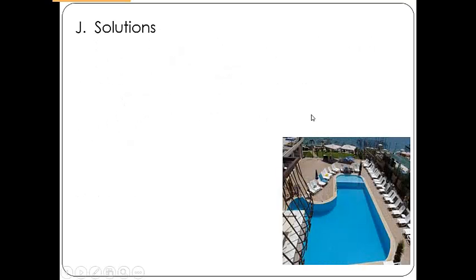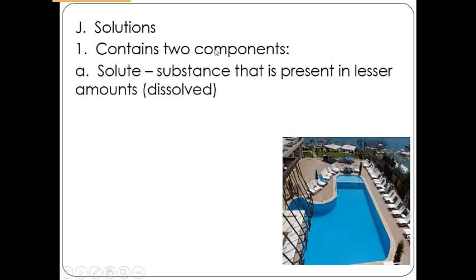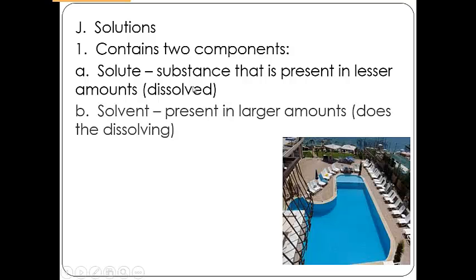There are two types of homogeneous mixtures. Solutions. Solutions are what we most commonly use in chemistry. So we need to know what the two parts to a solution would be. We have a solute. This is the substance that is present in the smaller amount. It's the one that you're going to dissolve. And then we have the solvent. The solvent is usually water in many cases, but it's present in larger amounts. And it is what's doing the dissolving.